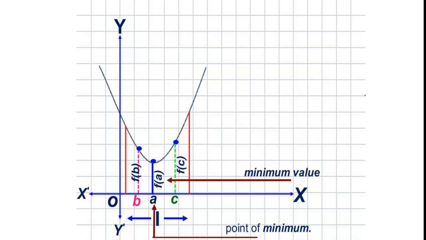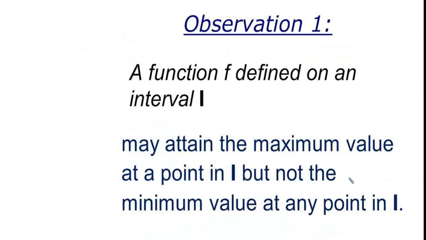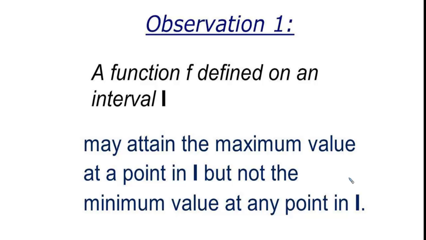Now that we have understood the terms maximum and minimum values and points of maxima and minima, we have a few observations about the same. The first observation is: a function f defined on an interval I may attain the maximum value at a point in the interval I, but not the minimum value at any point in the interval I. This can be clearly understood by the following figure.